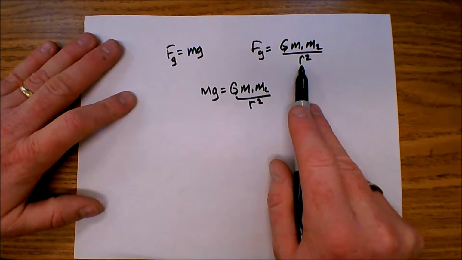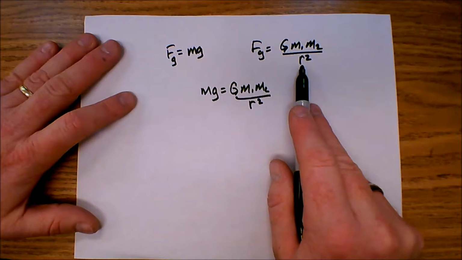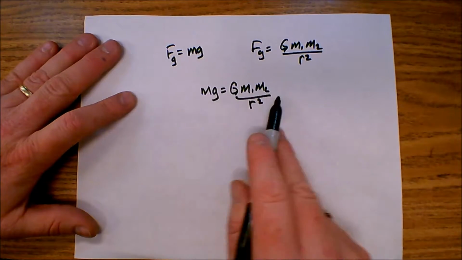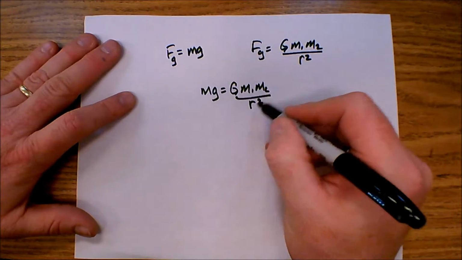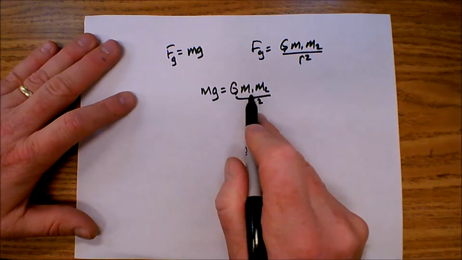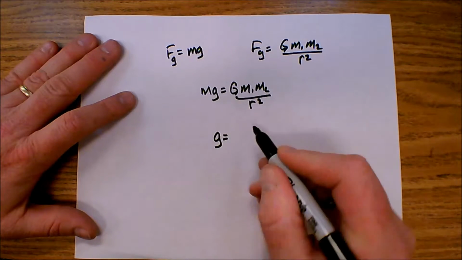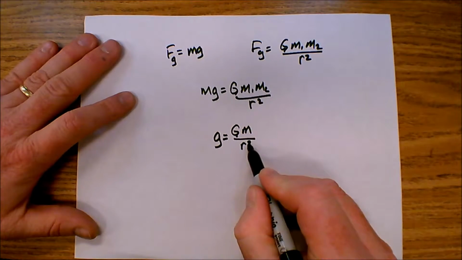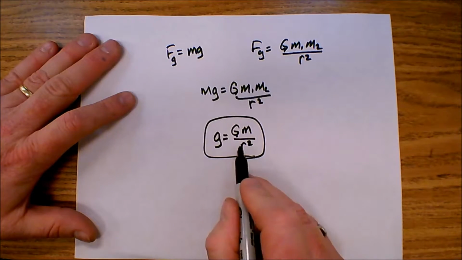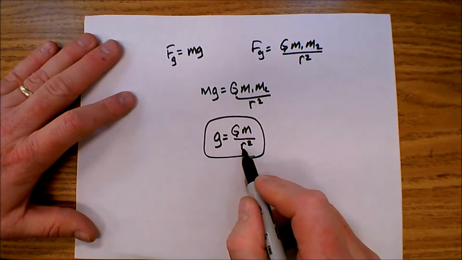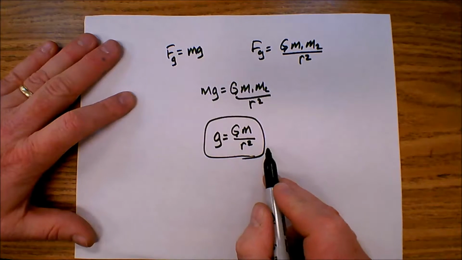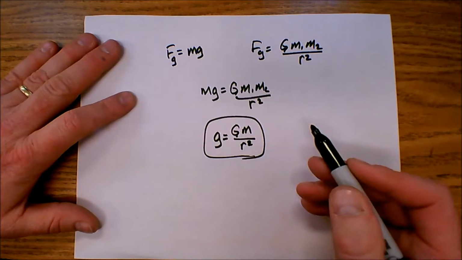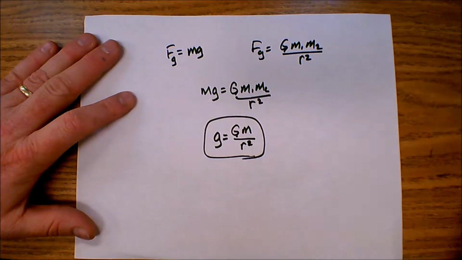Remember, r in this formula is the distance from center to center. So for an object near the Earth's surface, that would be basically the radius of the Earth. So in this formula, we've got the mass of the object, mass of the Earth, over radius of the Earth squared. Notice the mass of the object will divide out, and we will get a nice expression for the acceleration of gravity. It's big G, mass of the Earth, over radius of the Earth squared. That formula can be applied to any celestial body. For the moon, just use mass of the moon, radius of the moon. For Jupiter, mass of Jupiter, radius of Jupiter.